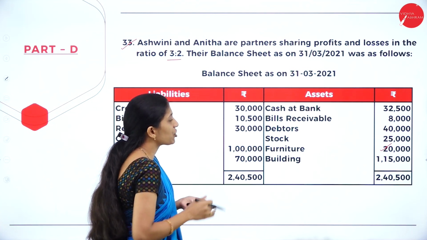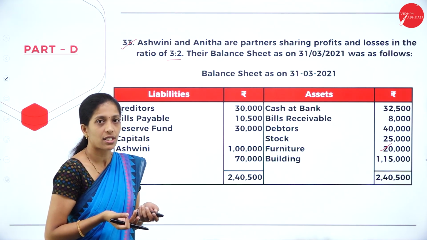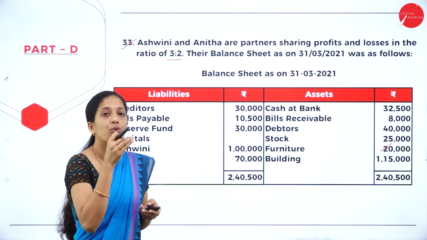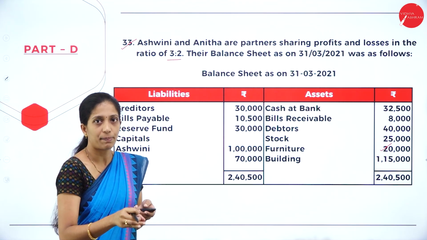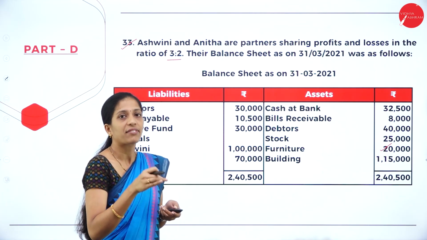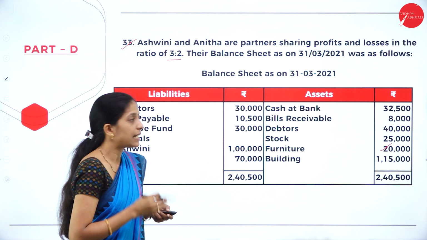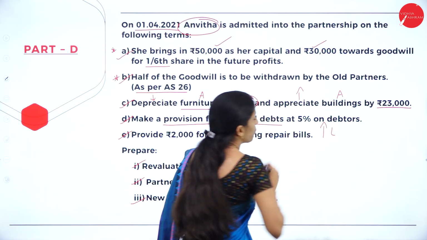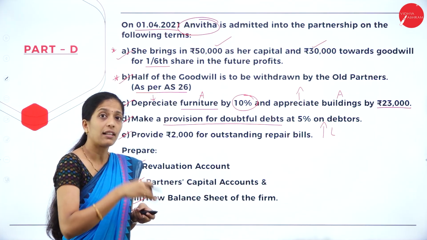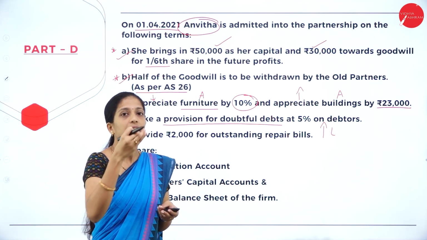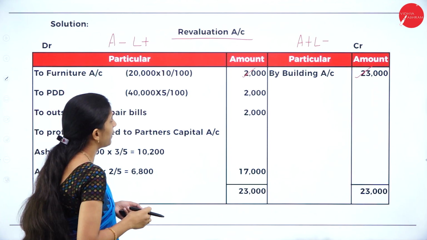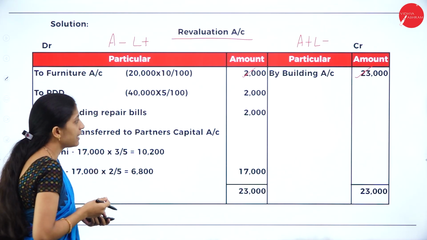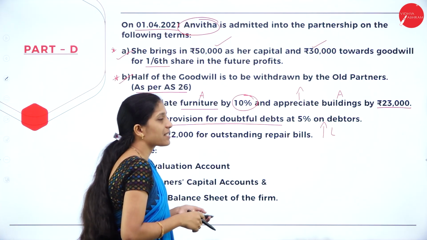Now, if you see the balance sheet, there is no provision for doubtful debts. But in the adjustment, they have told us to create a provision. In the sense, a new liability has been incurred in the business. So it is nothing but increase in liability, because it was not there in the balance sheet, but here they are telling us to create. So increase in liability, where do we record in your revaluation account? In your debit side, that is L plus, correct? Increase in liability. So what they have told, 5% on debtors.